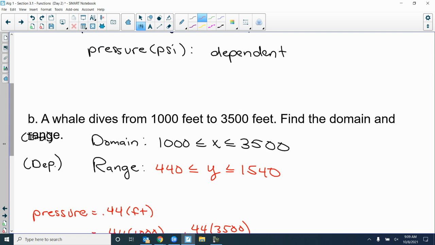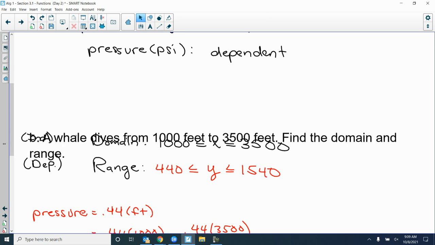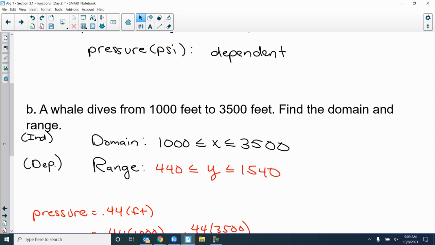The domain I can just take from the 1,000 to 3,500.